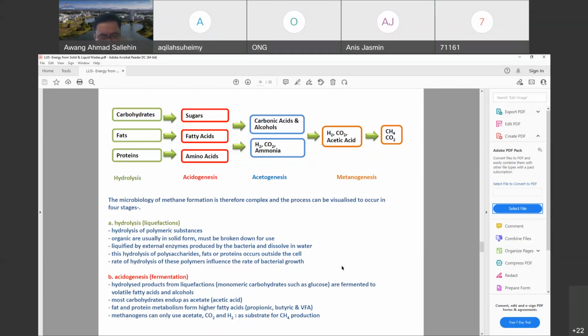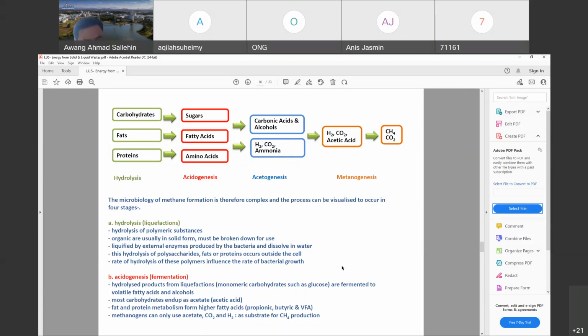Next we have the acidogenesis, which we normally refer to as the fermentation process. The hydrolyzed products from the liquefaction produce simple molecules like glucose. This is then fermented further for production of volatile fatty acids and also alcohol. Most carbohydrate will end up in the form of acetic acid, while fat and protein metabolism still form higher fatty acids, like propionic and butyric acid, and also volatile fatty acids, VFA.